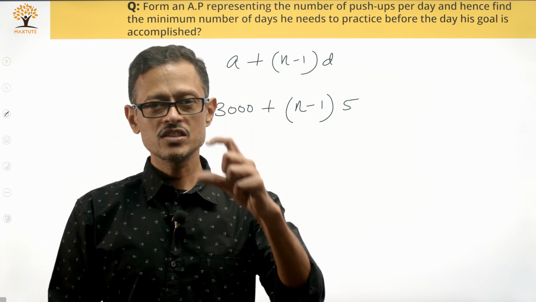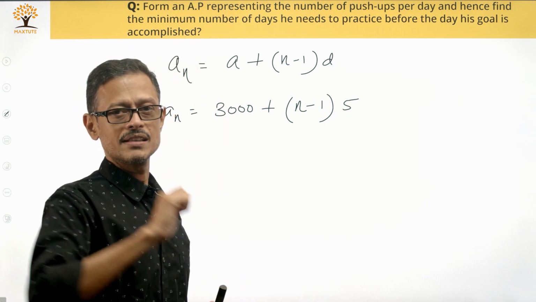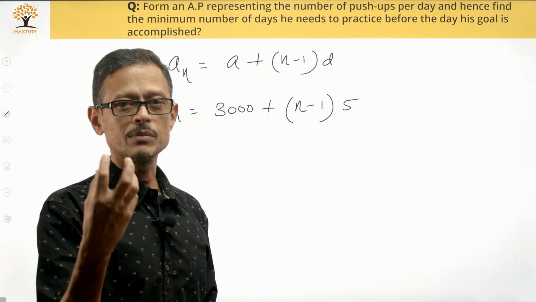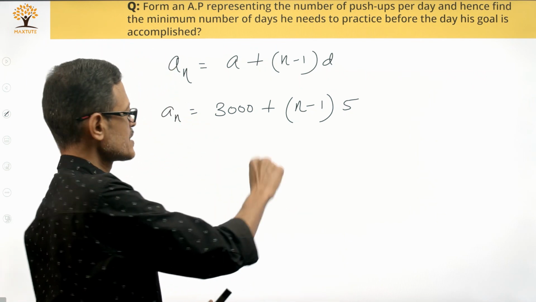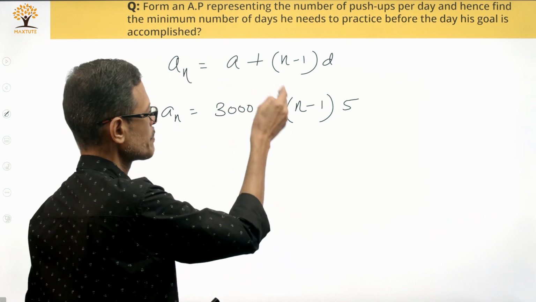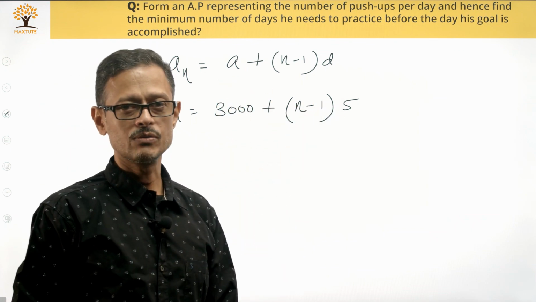So for the first question, part 1, we have to express it in the form of an AP to represent the number of push-ups done on any given day. So on the nth day, the number of push-ups he does is An. That's equal to the push-ups done on the first day, 3,000, plus N minus 1 times the common difference, which is equal to 5.